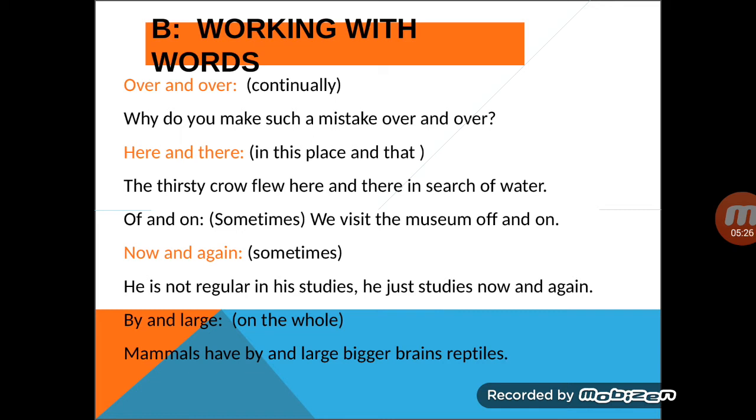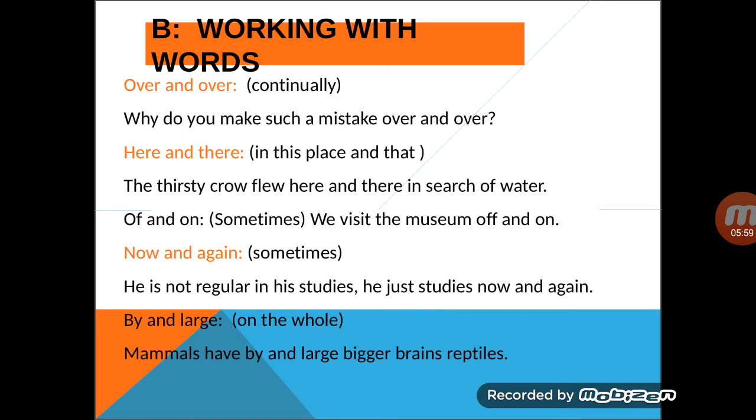Next one is off and on. It means sometimes. Sometimes we do something, sometimes we don't do something. So it is sometimes, off and on. We visit the museum off and on. Actually, the spelling of the word off is O-F-F. It means we go to the museum sometimes. Sometimes we don't go, sometimes we go.